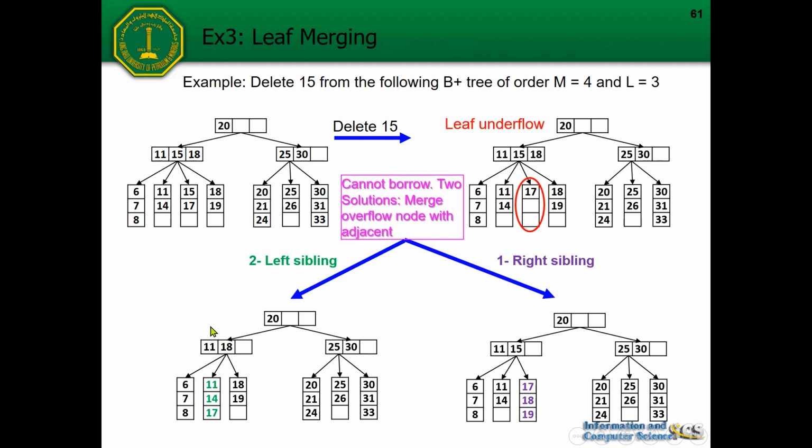We do not need to change the keys in the parent because 11 is the smallest key in the right child, and 18 is also the smallest key in the right child.